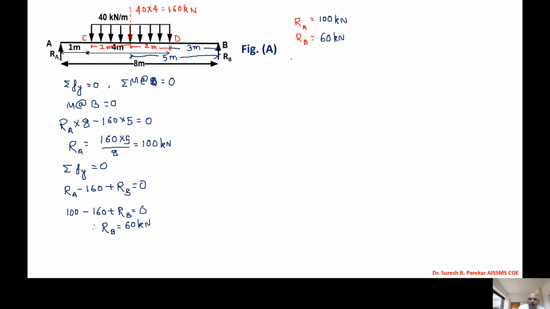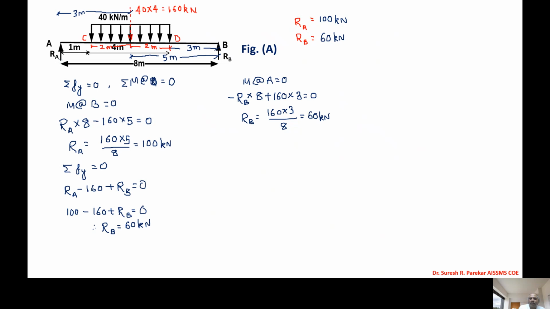If you have any doubt about the value of RB, then you have another choice. You can take moment about A equal to 0, and then we have, as RB will develop anti-clockwise moment, minus RB into 8. Then due to 160 we have clockwise, so plus 160. Now what is the distance between this? 2 plus 1, 3 meters. So we have plus 160 into 3, and that is equal to 0. And from this we will get RB, that is equal to 160 into 3 divided by 8, and that is again 60 kilonewtons. So you can find it in any way.